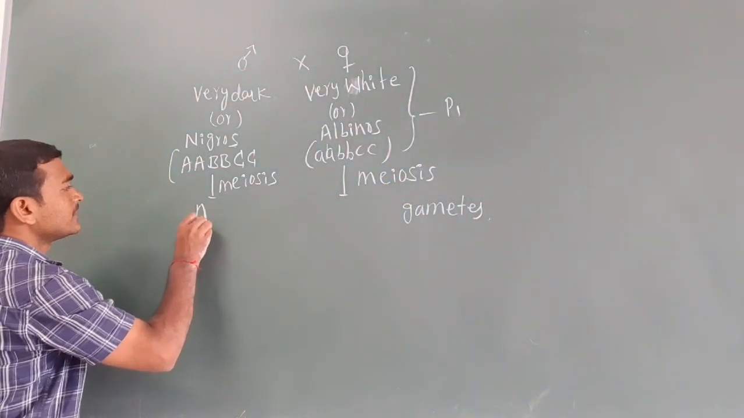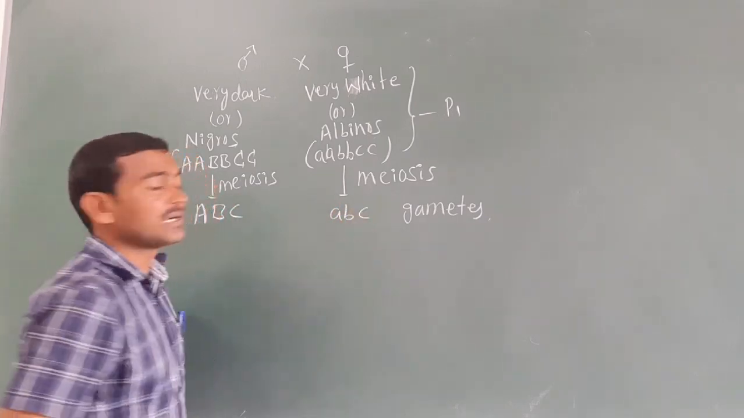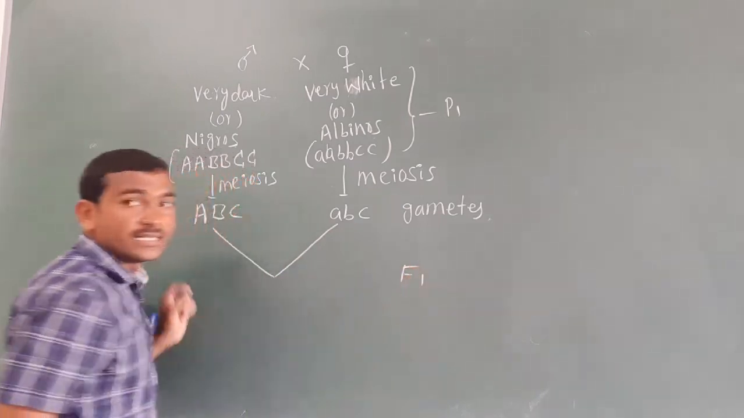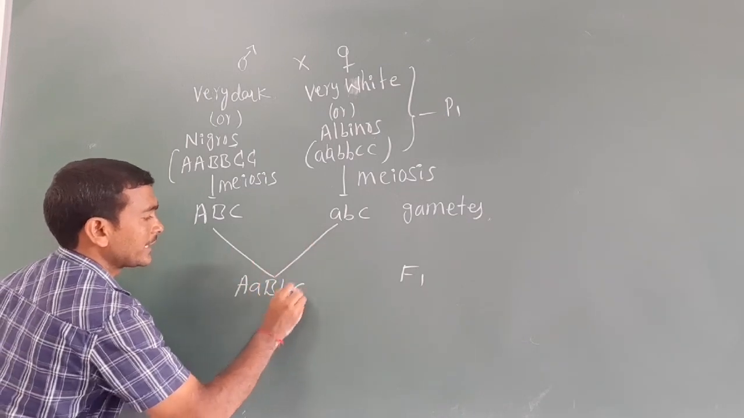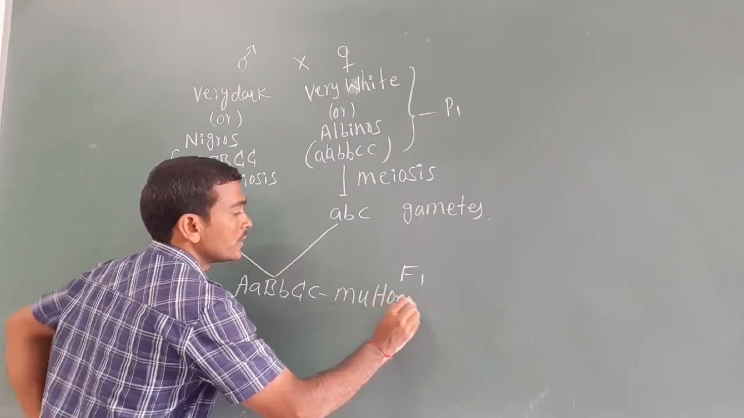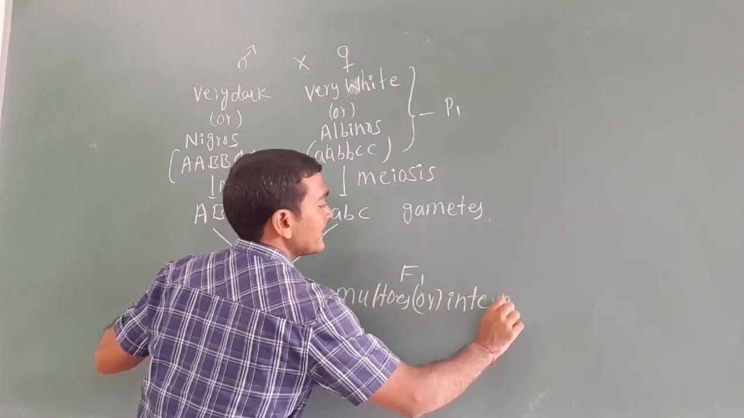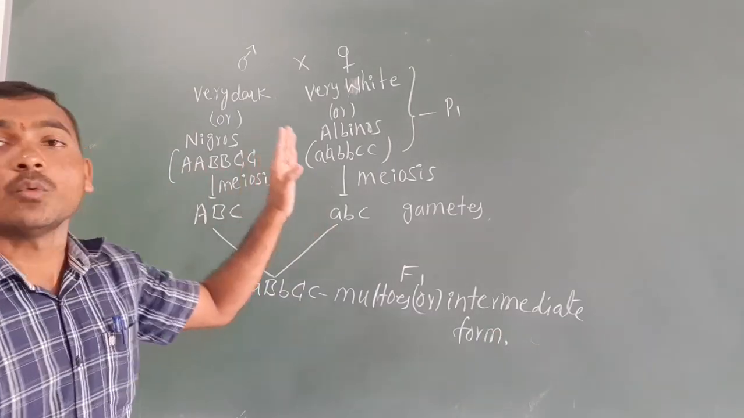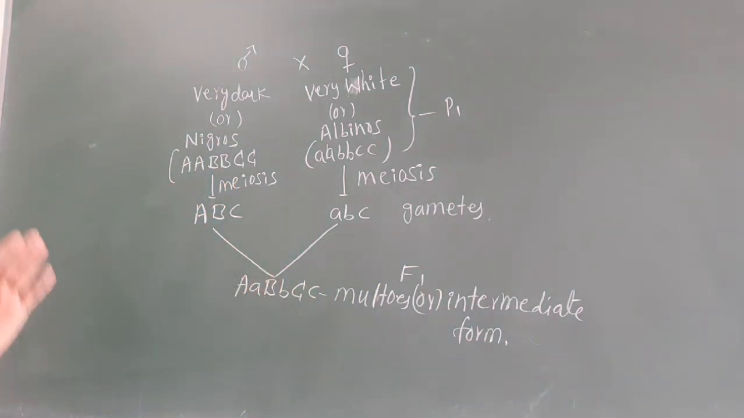What happens in meiosis? The chromosome number becomes half. Again here, capital A, small b and small c. Now it is called gamete formation. After gamete formation comes mating. In the F1 generation we have capital A, small a, capital B, small b, capital C and small c. This is called mulatto, or intermediate form, meaning not completely dark or white. It is the intermediate form in the F1 generation. Then after the F1 generation, we will discuss the F2 generation.